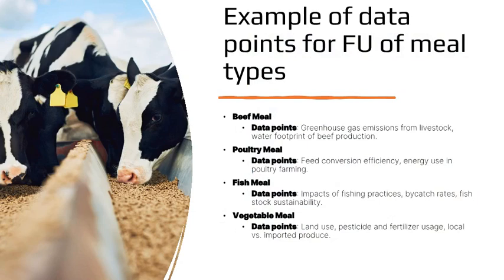When analyzing the environmental impact of different meal types served in the restaurant, specific data points provide insights into resource consumption and emissions. From greenhouse gas emissions in livestock production to water footprints of beef farming, each meal type presents unique environmental challenges and opportunities. By examining these data points for beef, poultry, fish, and vegetable meals, businesses can tailor sustainability strategies to mitigate environmental impact and promote eco-friendly practices.